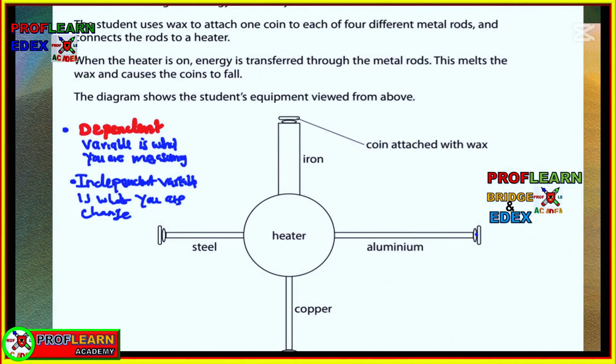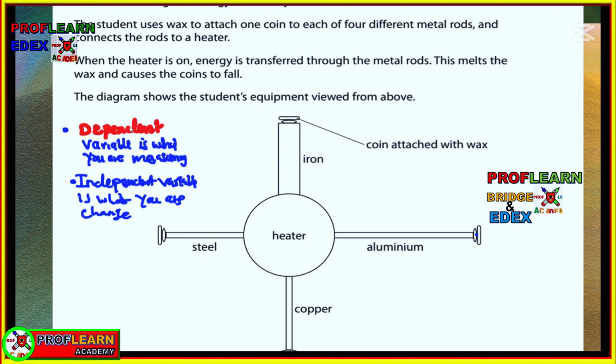At this point, we're going to look at a student who uses wax to attach one coin to the other. So you can see the steel is thinner, this aluminum is thin, but this iron is thick. So this experiment is not going to be a valid experiment because the dimensions used are different, and you are timing how long it will take the coin to drop, so it's not going to be valid.